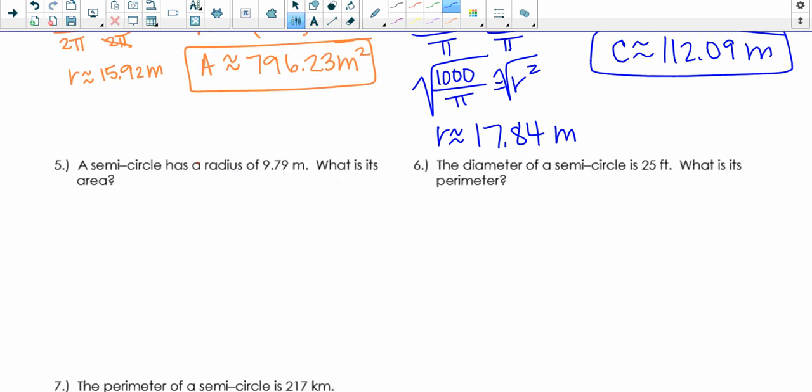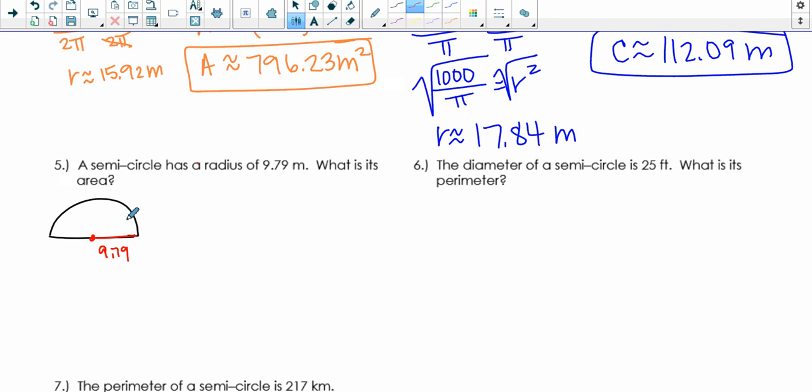Okay, number 5. Now, this is the newish part. This is a semicircle, and it has a radius of 9.79. What is its area? Okay, you guys, a semicircle means a half circle. So you're looking at it like this. Obviously it's half a circle, so the radius is 9.79.